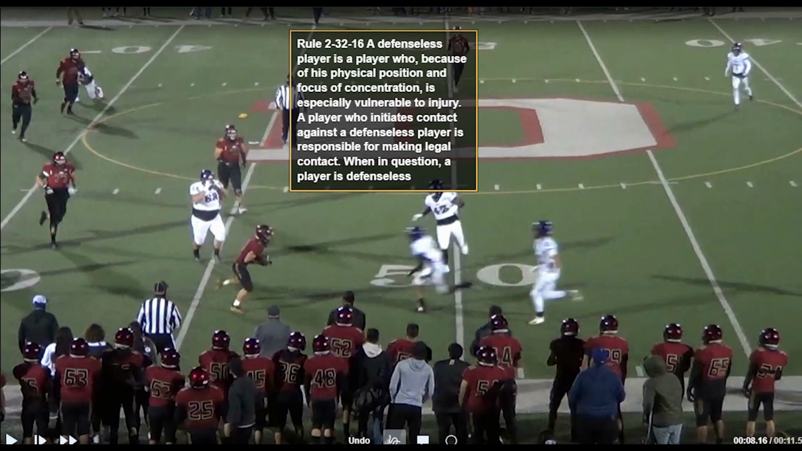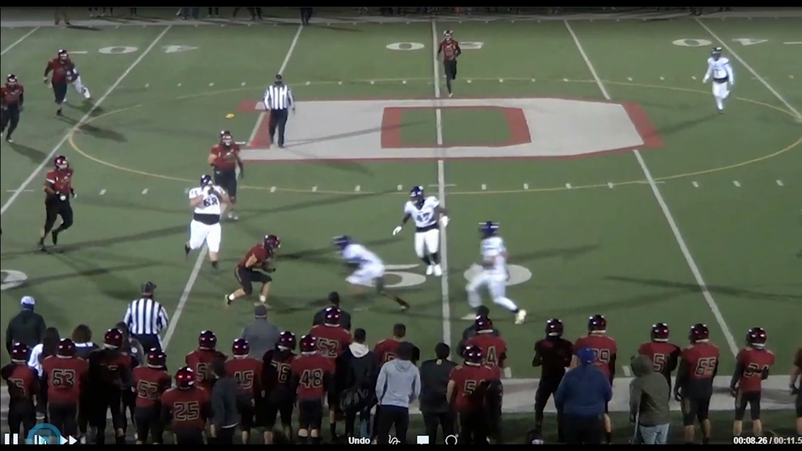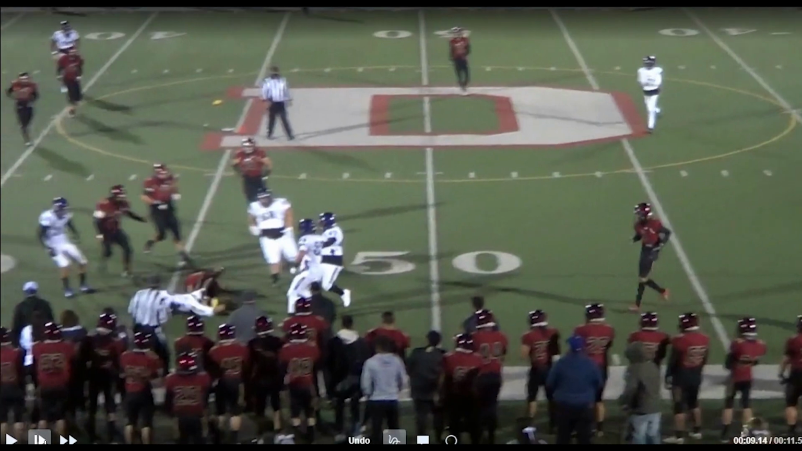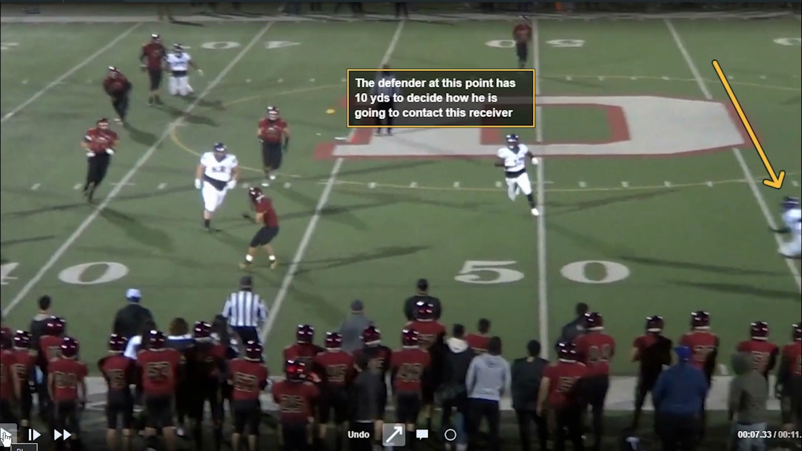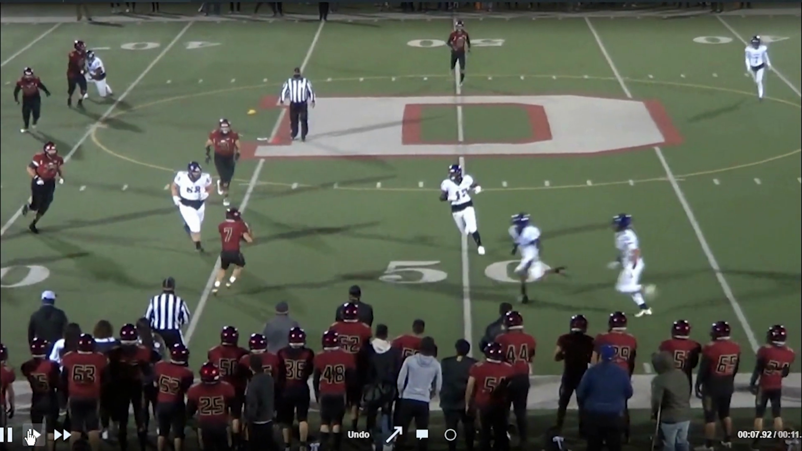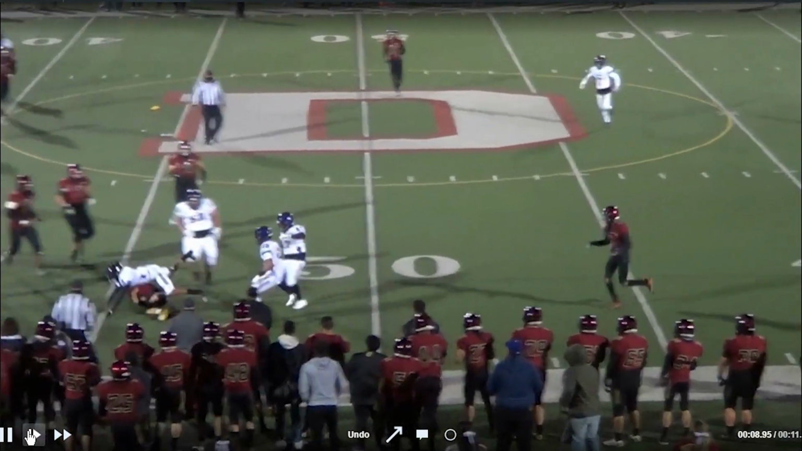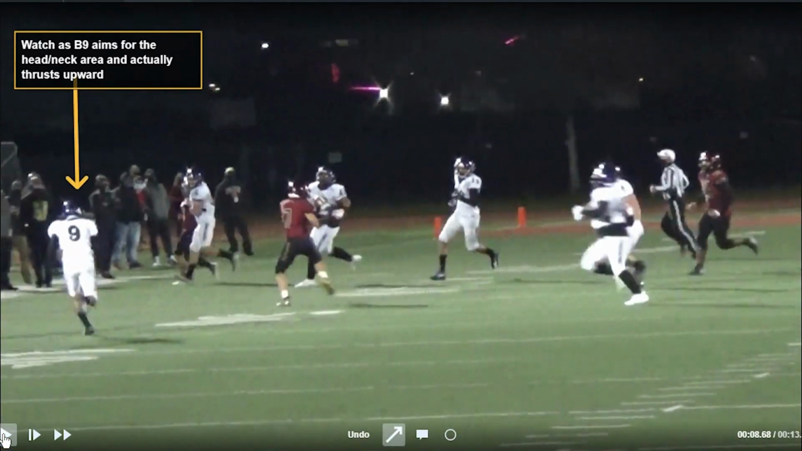If the line judge questioned if the receiver was defenseless or not, and had implemented the philosophy of, when in question, for safety, it is a foul, and had penalized the action, a subsequent study of the hit on film would reveal that the foul was actually targeting. The defensive back takes aim, 3-yard run up, and initiates contact to the head and neck area, actually striking upwards. So we have a foul for targeting.